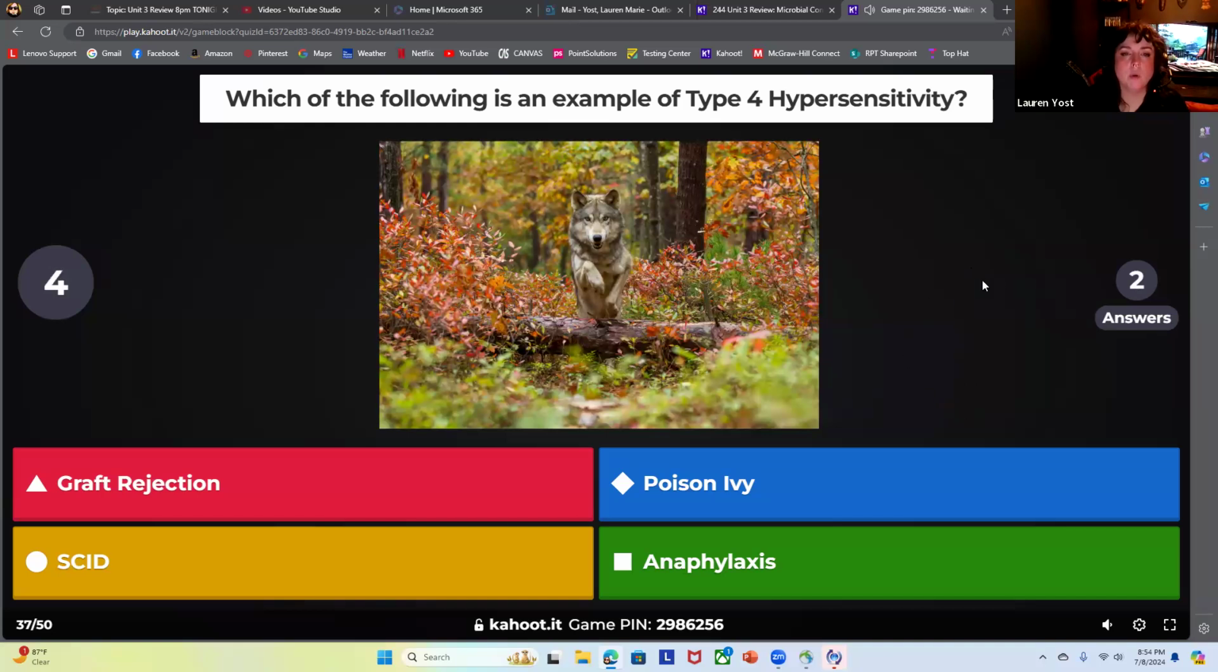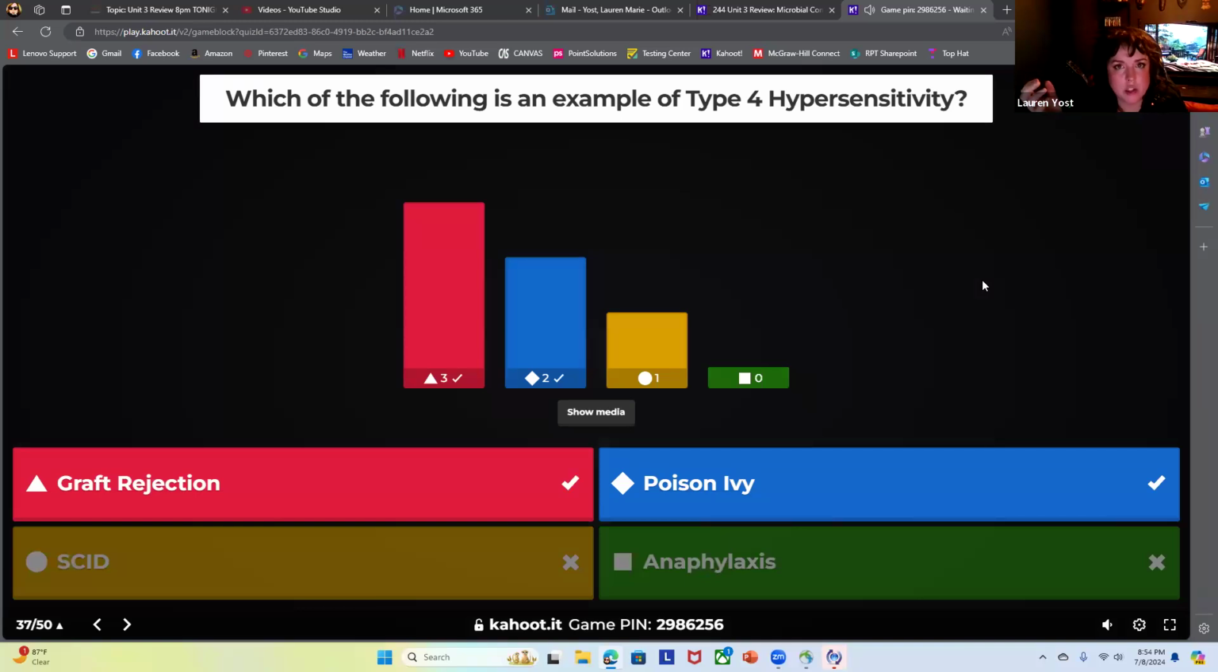I don't remember why I put a wolf on this. I like wolves, so that might have just been the only reason.